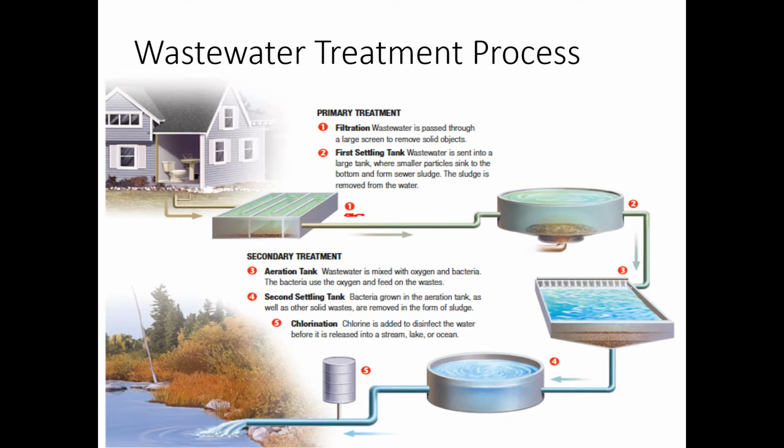And then you go to the settling tank in step 2 here. This is just the giant tank where all you're doing is using gravity. The heavier things, the things that are more dense, are going to sink to the bottom of this tank and form the first part of your sewer sludge, where you can have a pipe that drains out this sludge. And then you go to step 3, which is called the aeration tank.